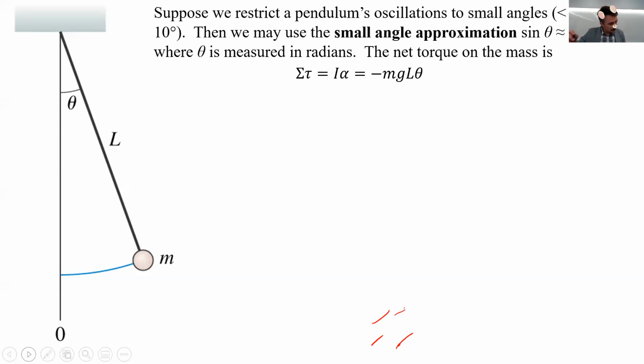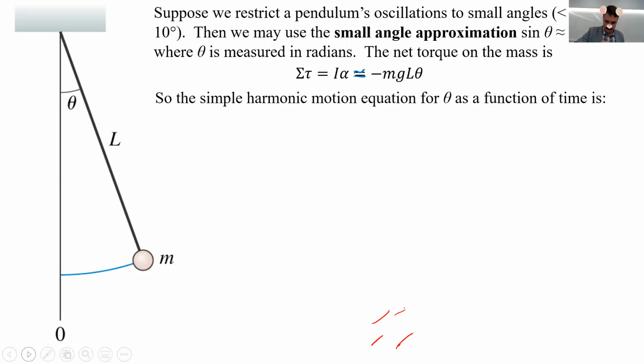So, suppose we restrict the pendulum's oscillations to small angles. Then you can use the small angle approximation, which is sine theta is approximately equal to theta when theta is measured in radians. So the net torque, which is negative mgL sine theta, is approximately equal to negative mgL times theta.